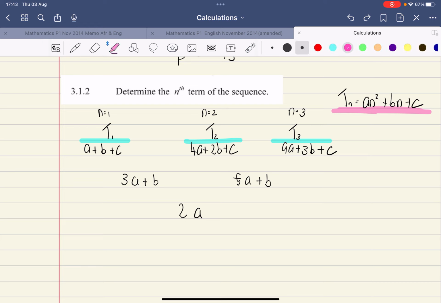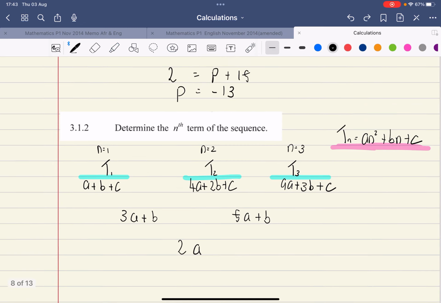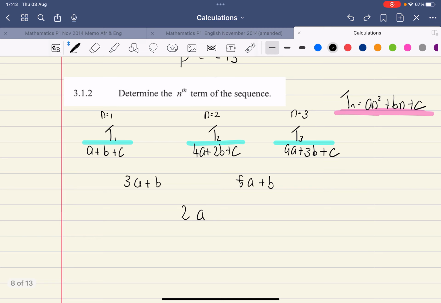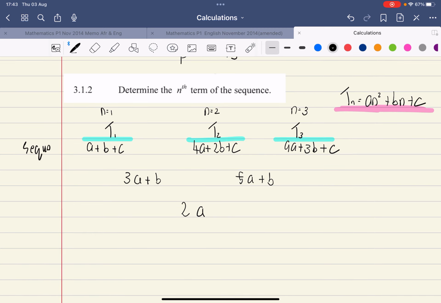But you'll notice we don't have A, B, or C. And I'm going to show you how you find them. So first, there are some sub-steps or sub-formulas that we need to know. For the sequence, the first term can be calculated by saying A plus B plus C. For the second term, it can be calculated by saying 4A plus 2B plus C, and then so on.